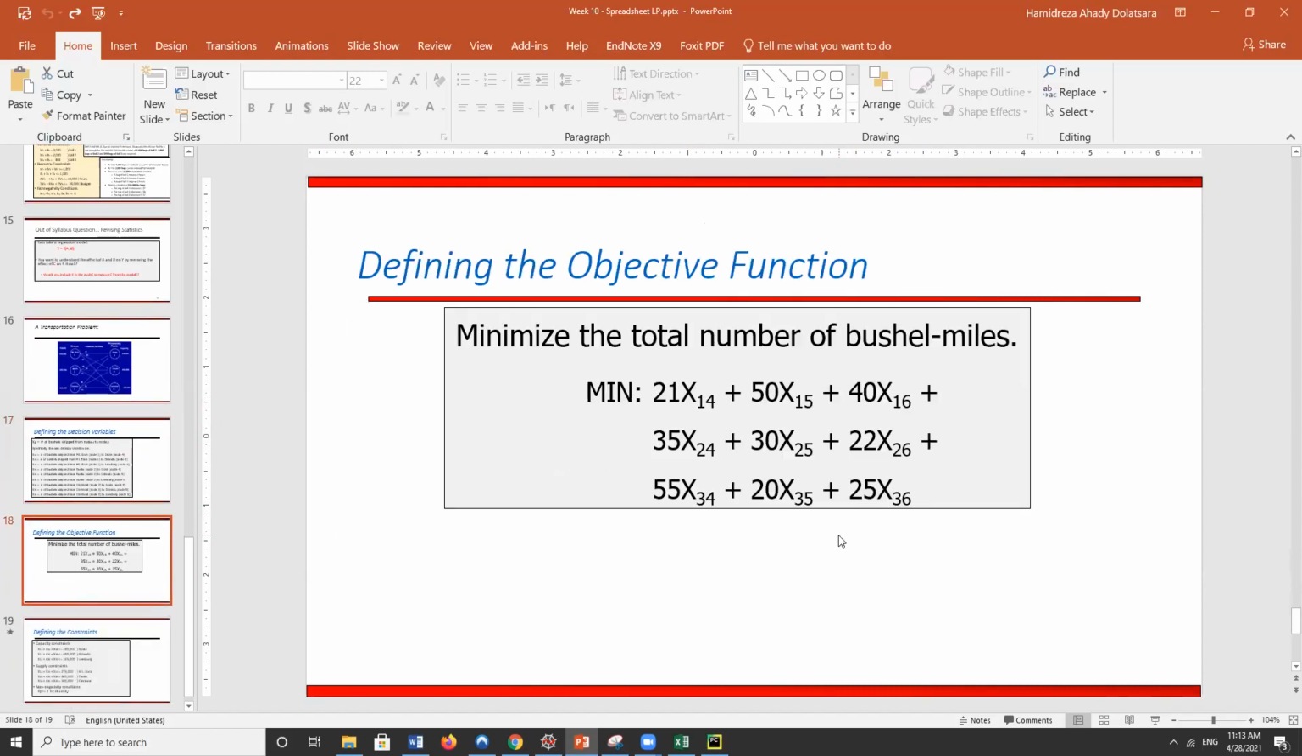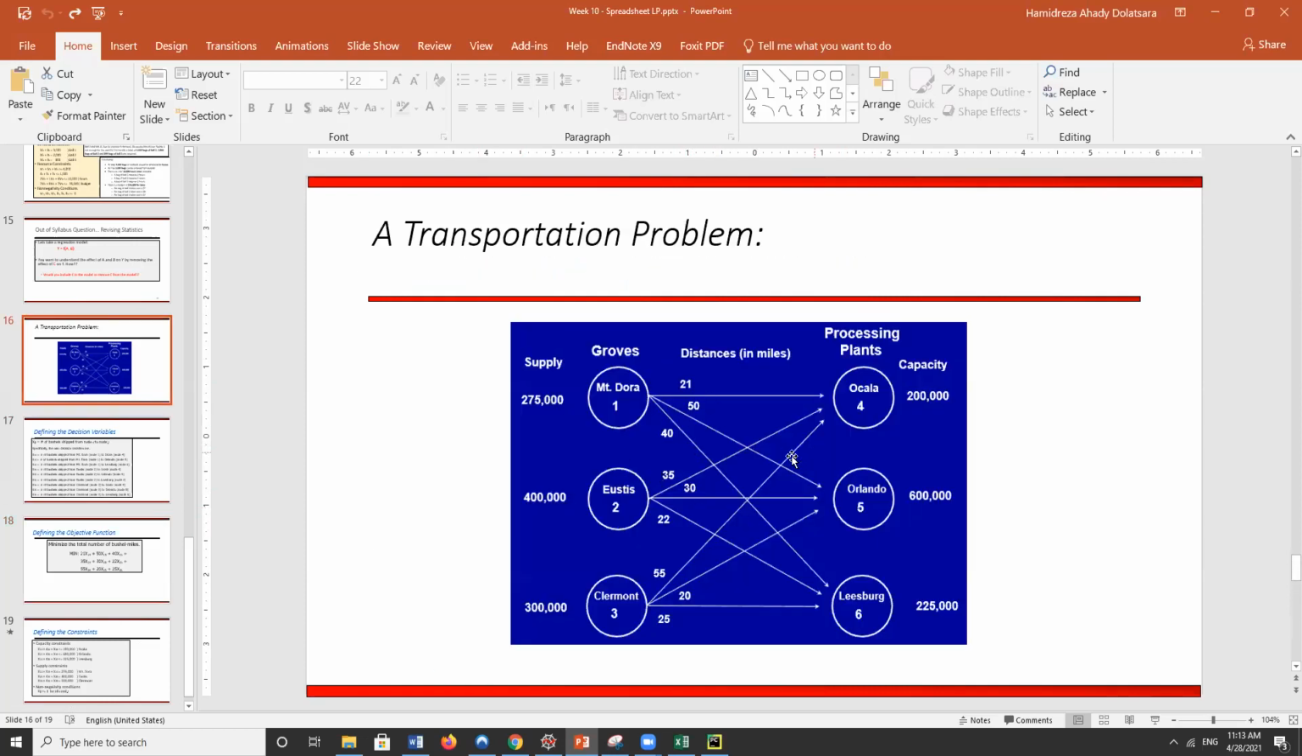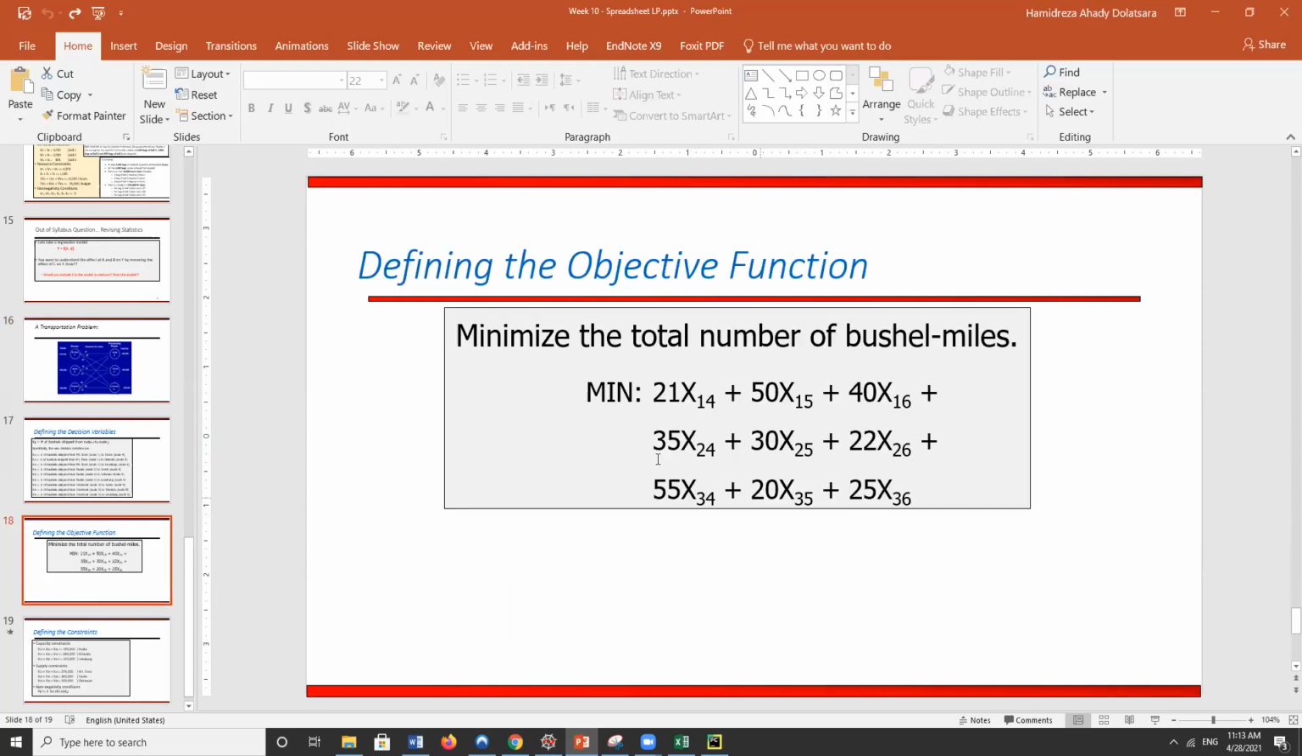We want to minimize it. So x1,4 x1,5 x1,6, similar to 2,4, 2,1, 2,6. So each of them has a distance. The distance is their coefficient. So we have 9 coefficients. We are trying to minimize the distance. So if I give you another problem where, instead of distance, you have cost, when you make the objective function, instead of distance as a coefficient, you have cost as a coefficient.